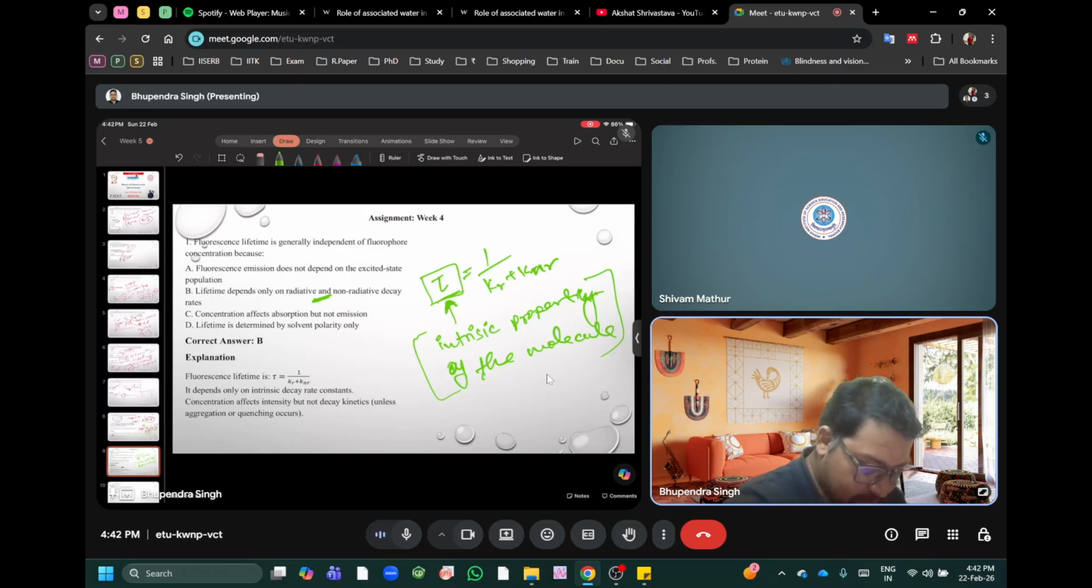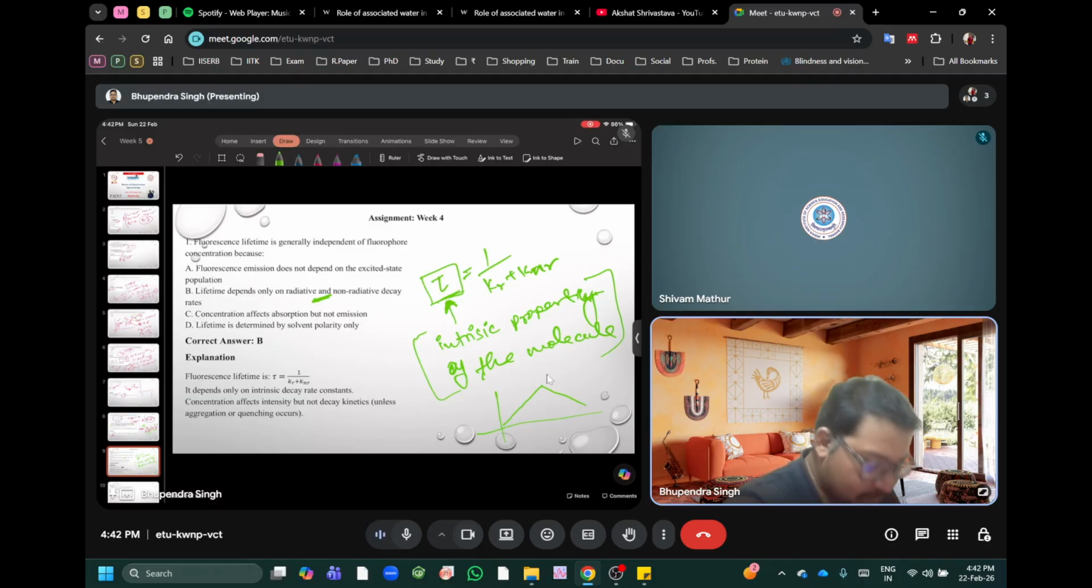Concentration affects absorption but not emission. That is also not true, because according to the inner filter effect, if you keep on increasing the concentration, the intensity of the emission will increase. After a certain concentration, the intensity will keep on decreasing because of the front surface absorption and the inner filter effect. So that is also not correct.